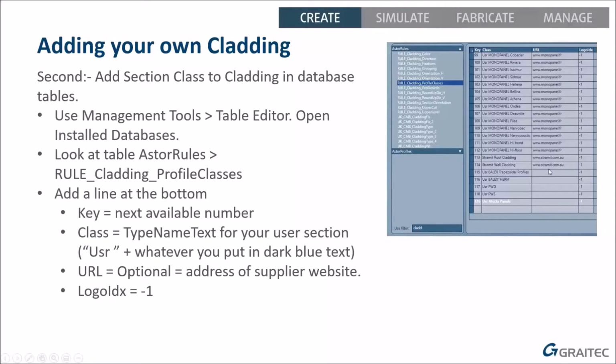The URL column, if you were using a common supplier like Metsec or Kingspan, you could put a link to their homepage in that column. Just a simple web address, as you can see above, for their homepage. Logo index or logo IDX, unless you've got fancy code in DLLs with images embedded in them, just leave that as -1 like all the others and you'll get the generic image, and that's perfectly good.